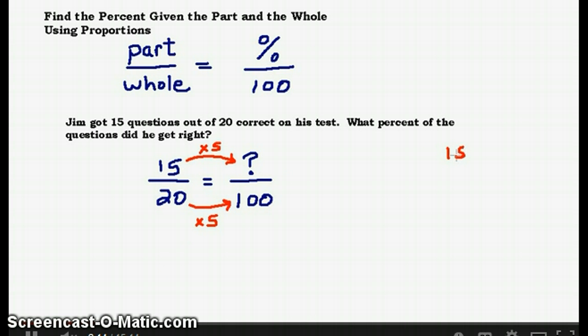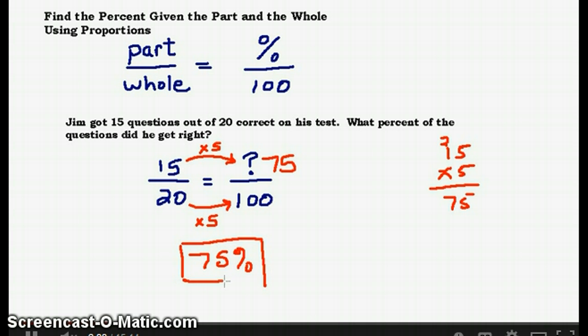So now we need to know what 15 times 5 is, so let's do it on the side. 5 times 5 is 25, carry the 2, 5 times 1 is 5, plus 2 equals 7. So in this case, Jim got 75% of the questions correct on his test. Alright, is there another way to get the answer? Yes, there is. Let's look at how we would do it the other way.